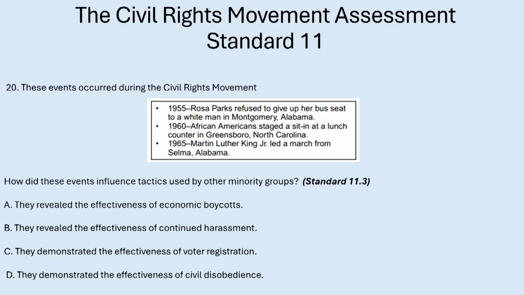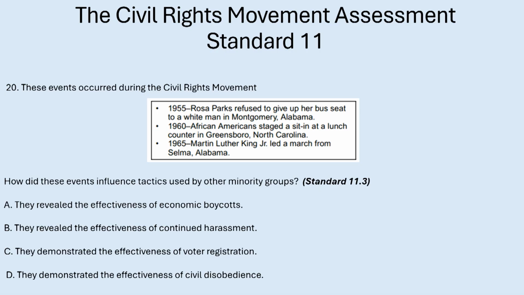These events occurred during the Civil Rights Movement. In 1955, Rosa Parks refused to give up her seat on the Montgomery bus to a white man. In 1960, African Americans staged a sit-in at a lunch counter in Greensboro, North Carolina. In 1965, Martin Luther King Jr. led a march from Selma, Alabama. How did these events influence the tactics used by other minority groups? They revealed the effectiveness of economic boycotts. They revealed the effectiveness of continued harassment. They demonstrated the effectiveness of voter registration. They demonstrated the effectiveness of civil disobedience.